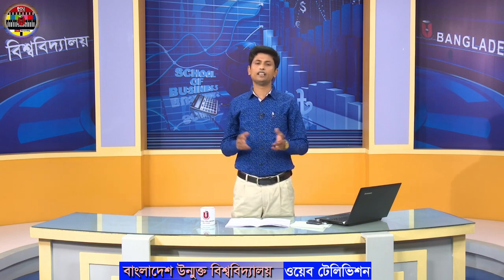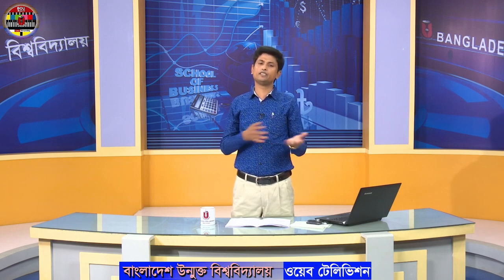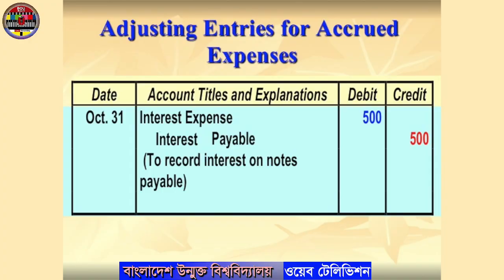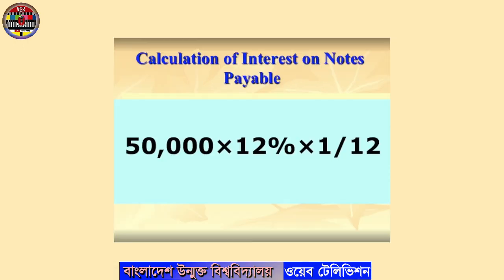Suppose Nahid Advertising Agency signed a Taka 50,000 note payable for 3 months, which bears a 12% interest rate. So, Nahid makes the adjusting entry for this transaction: interest expense debit and interest payable credit Taka 500, and this is calculated as Taka 50,000 multiplied by 12% divided by 12, that is for the interest due for October.